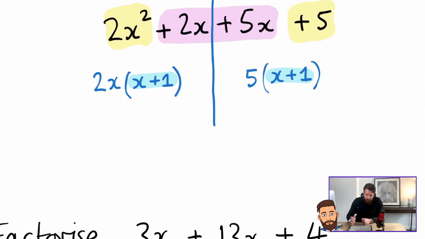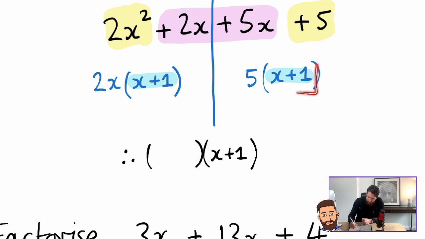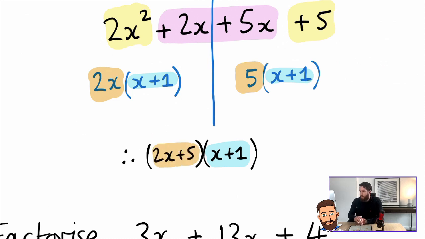We're done now. We can say, therefore, of my 2 brackets when I factorized it, one of them is going to be x plus 1. It's going to be this one here that we have the same. That is definitely one of our factors. The other one is going to be what's left over. So what is left over is these factors here, the 2x and the 5. So 2x plus 5 is in the other bracket. We've now completed the factorizing and we can check if it works.